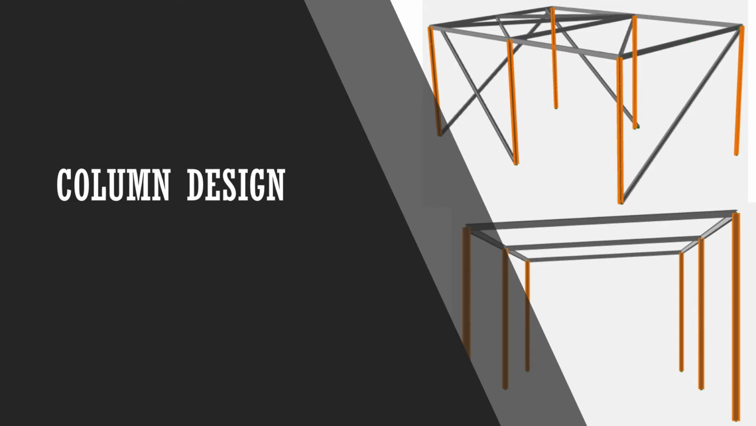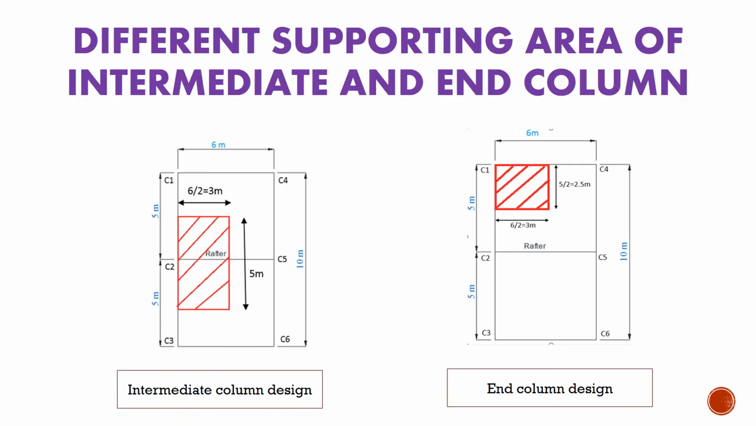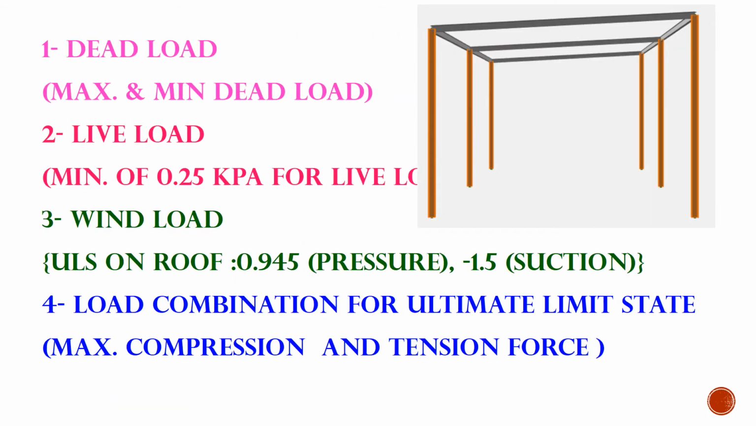In our project of column design, which are beam column connections in a braced frame, we consider the load eccentricity as beam column joints causing bending moments. Due to different supporting area of column, intermediate and end columns are designed separately. Firstly, we have to calculate the dead load, live load, and wind load in order to determine the load combination for maximum compression and tension force.